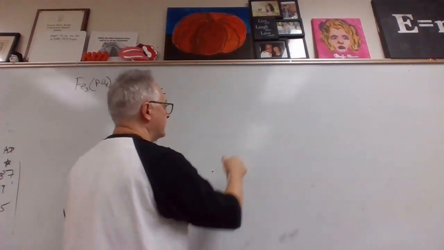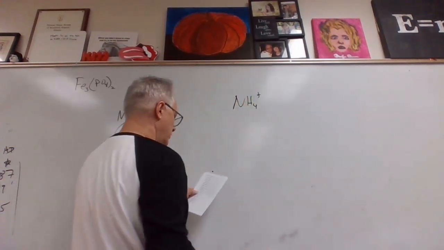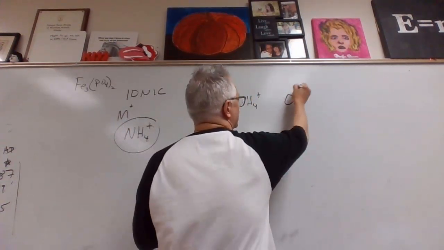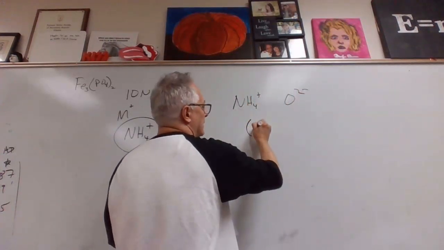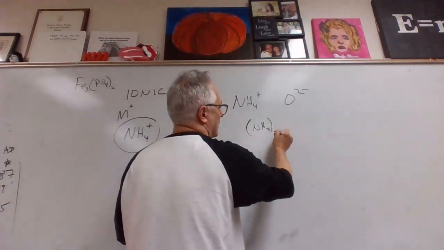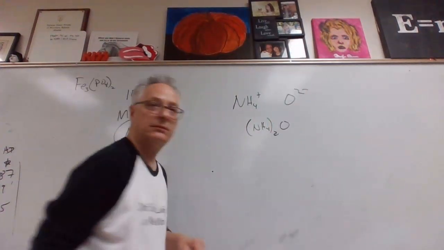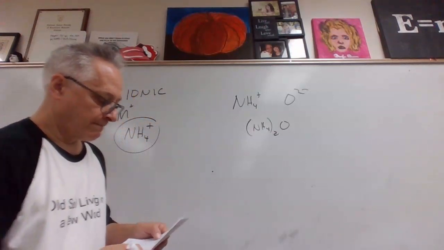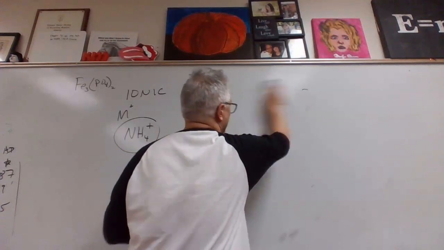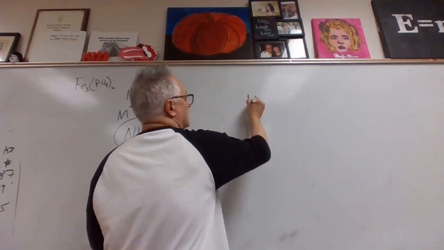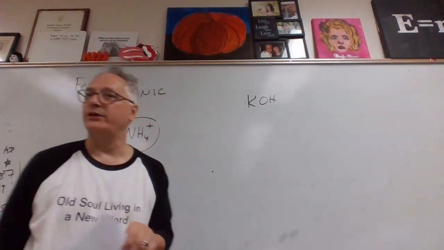Ammonium oxide. Ammonium's from your chart: NH4 with a positive charge, and oxide gets a -2. So I'm going to need 2 of these. Oh, that's it, we're done. Potassium hydroxide. K +1, hydroxide -1, KOH.